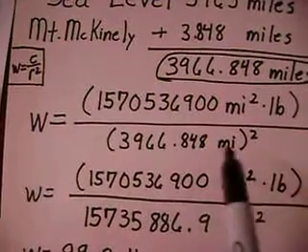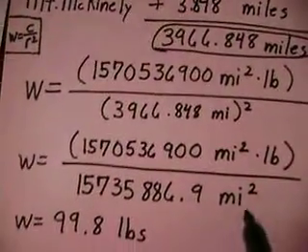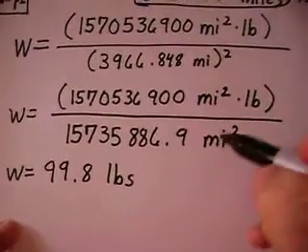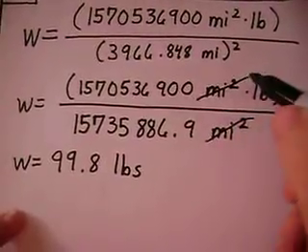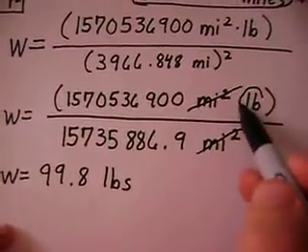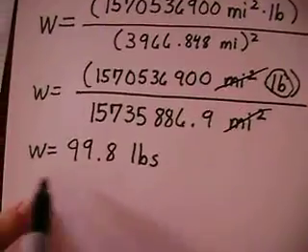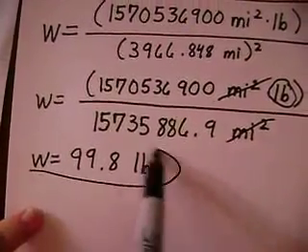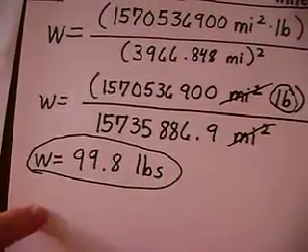Whenever we square this out, we end up with this number right here. Same thing again, we end up with a mile squared. These mile squares cancel, leaves us in pounds, which is what we're looking for. At Mount McKinley, that object would weigh this right here, 99.8 pounds.